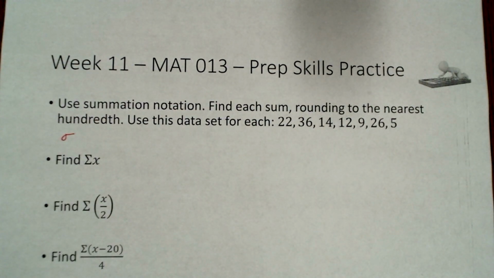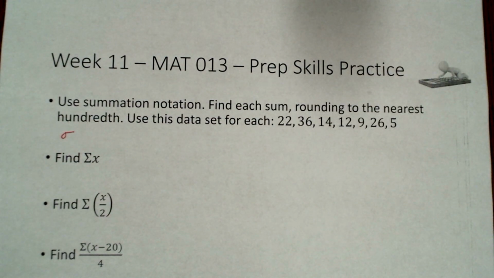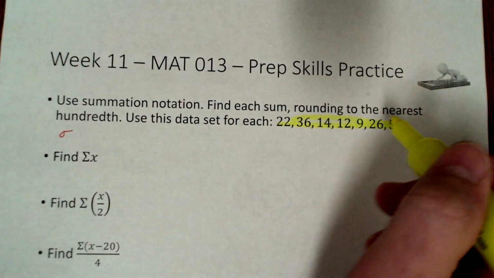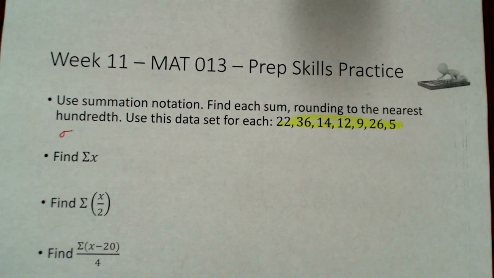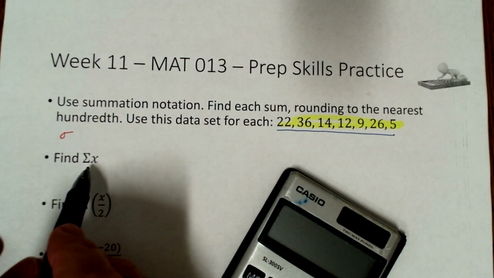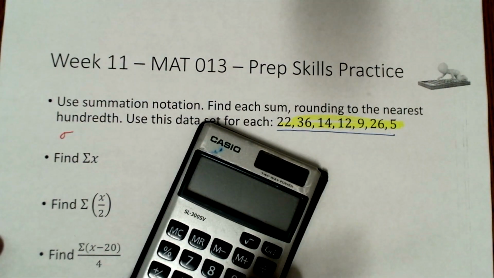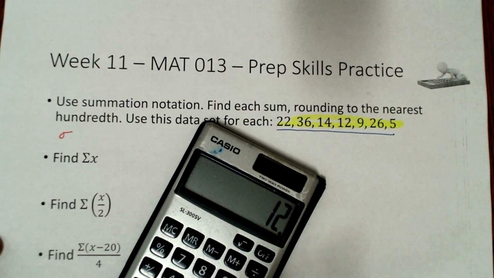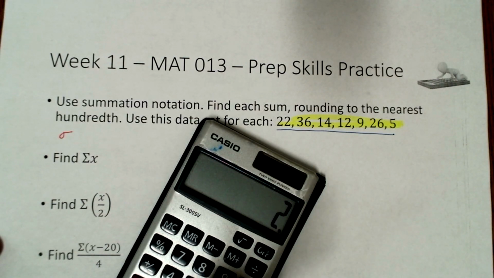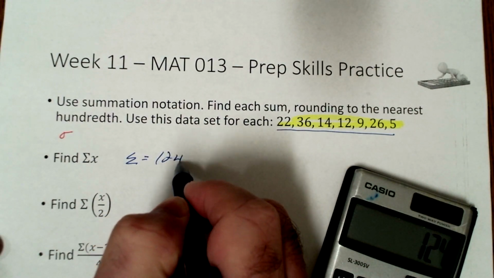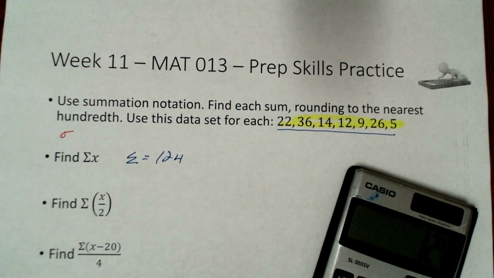But anyway, we're going to use the summation notation to find the sum, rounding to the nearest hundredth, and use this data here. We're going to work through each of these expressions. So the sum of x is kind of like what we did before when we did the mean. x is the place value for all of these numbers. So we go 22 plus 36 plus 14 plus 12 plus 9 plus 26 plus 5. The sum of those is equal to 124. So that one's fairly straightforward, the sum of the values.